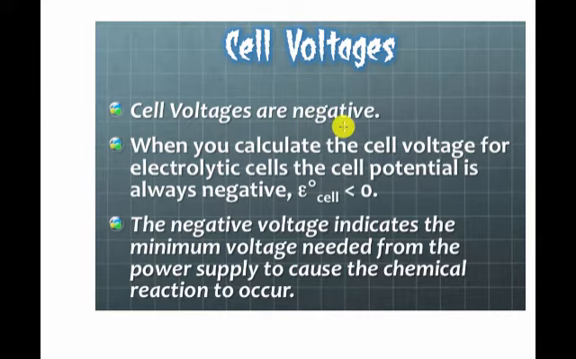So when you're dealing with questions on the AP test or just in general, you need to always recognize whether they are talking about an electrolytic cell or an electrochemical cell, because one is going to have a negative and the other will have a positive voltage. So when we calculate the voltage, the cell potential is negative, and what this is telling us is that it's the minimum voltage that we need to add in order to get that chemical reaction to happen. That's the general idea when we deal with electrolytic cells.